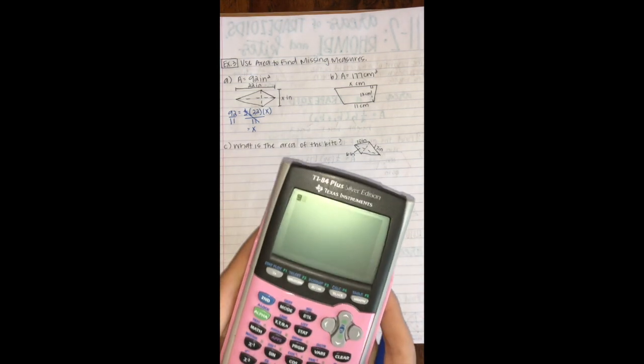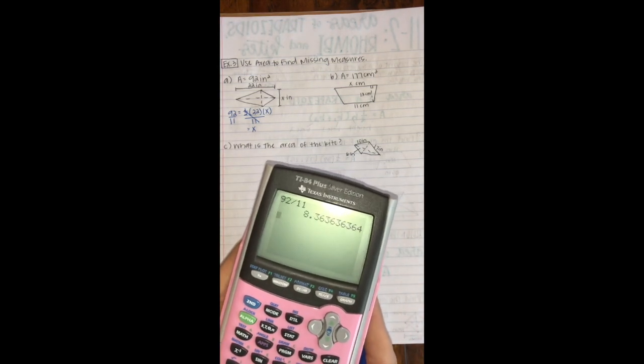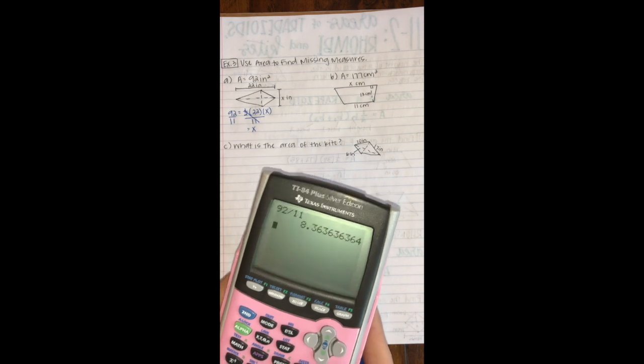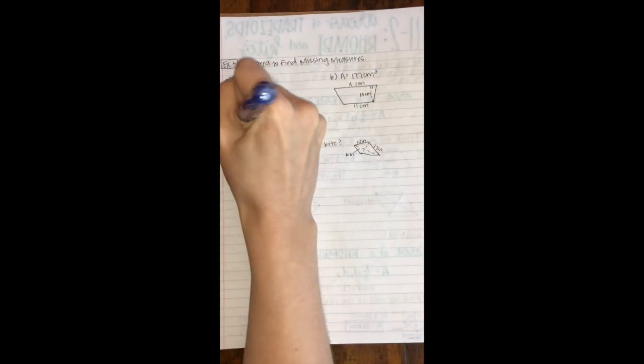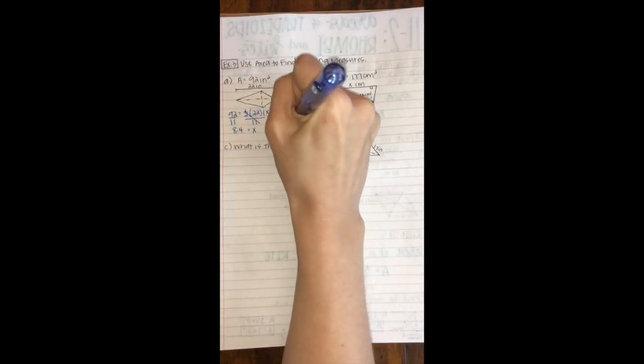I kind of skipped a step there, so if you need to do more steps, that's fine. But 92 divided by 11 is 8.36. So we're going to say 8.4. So our answer is 8.4 inches. So we found that missing measure.